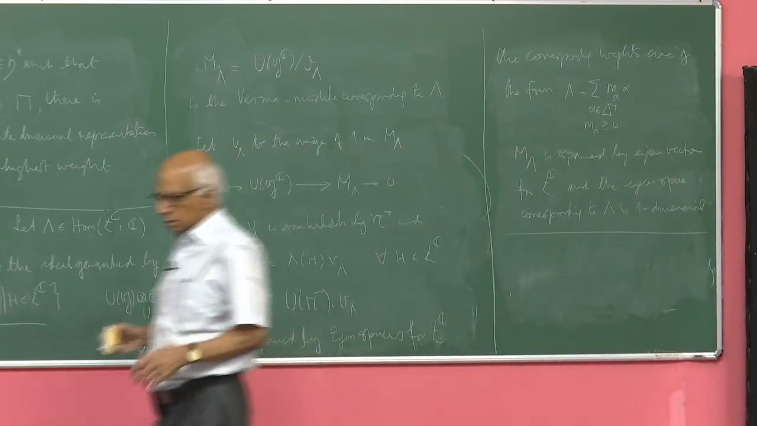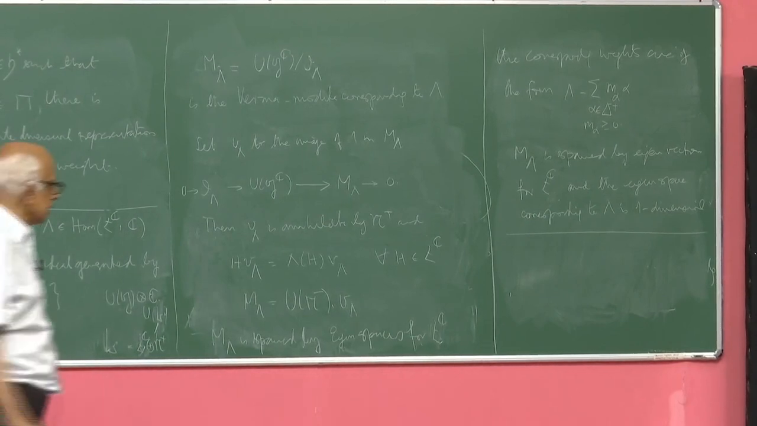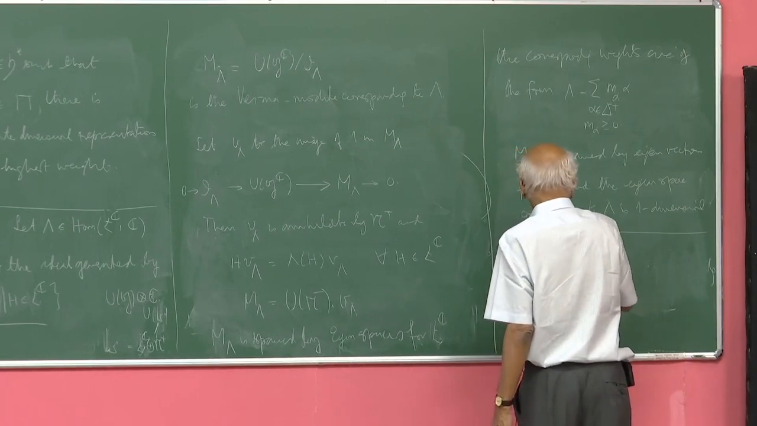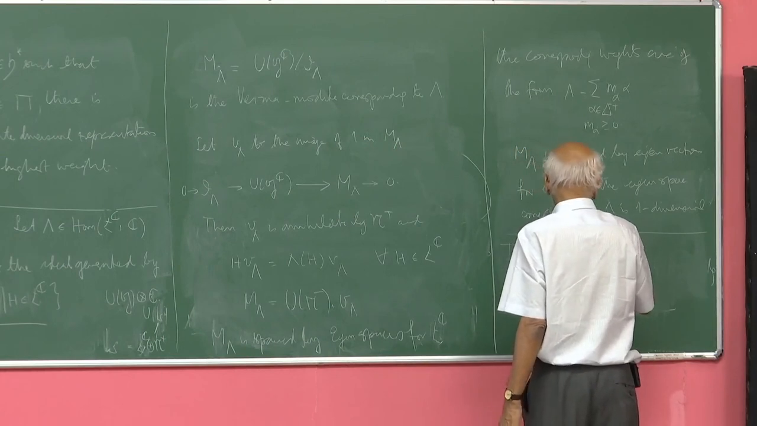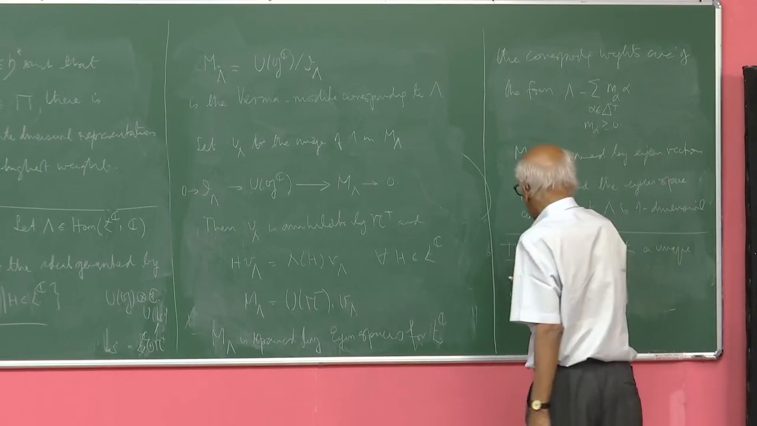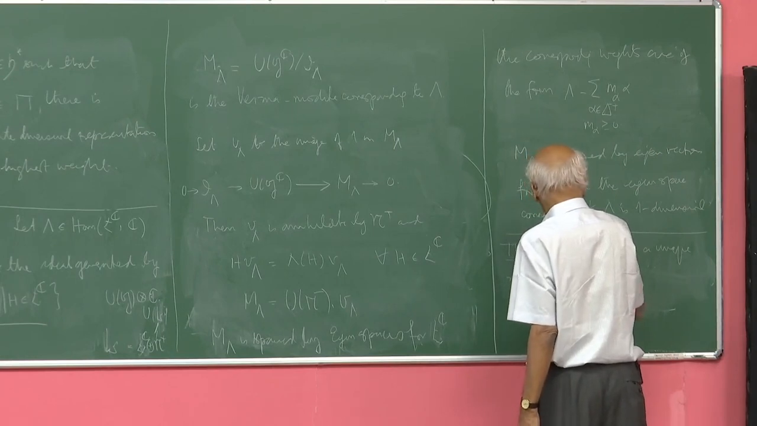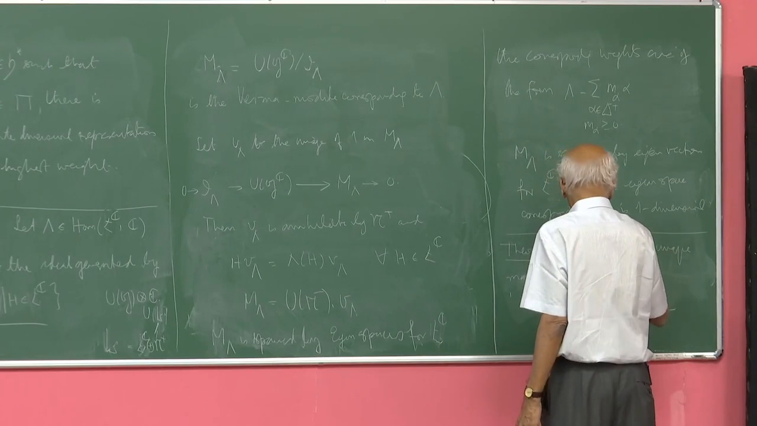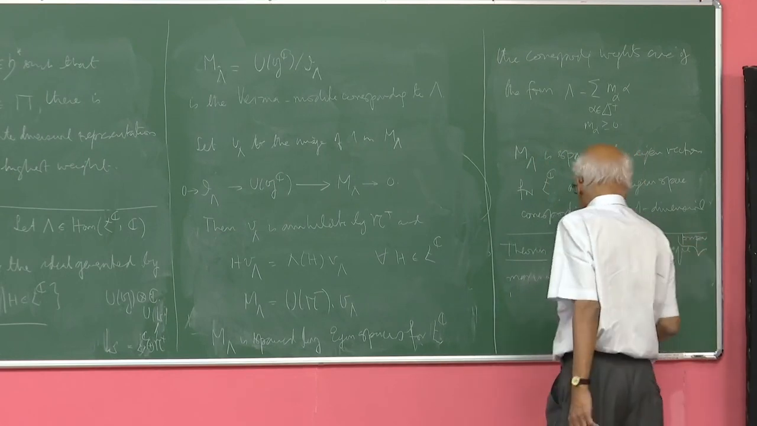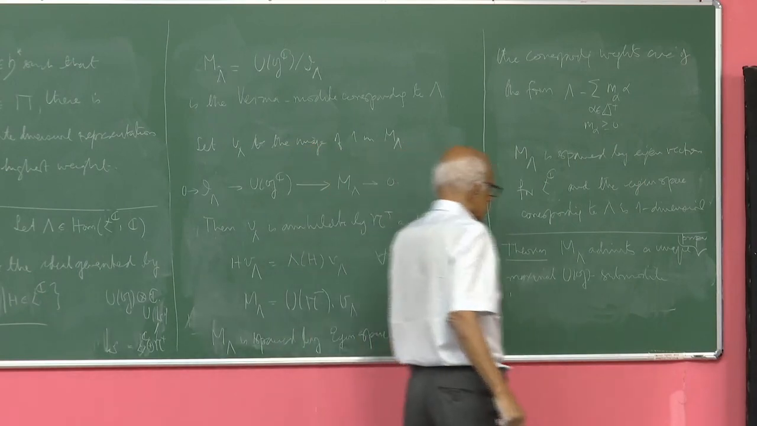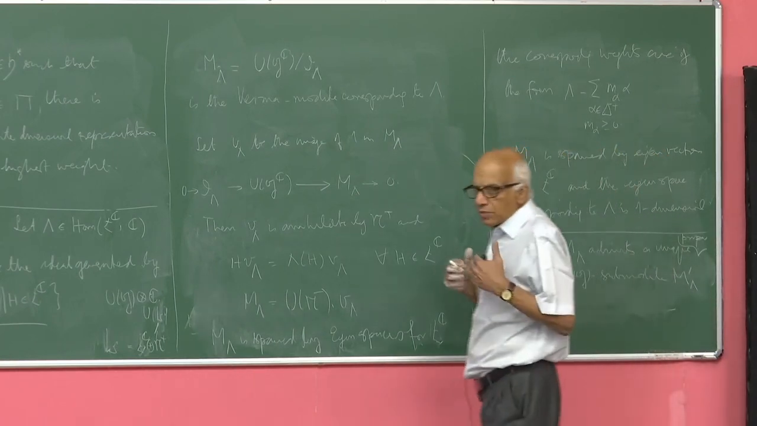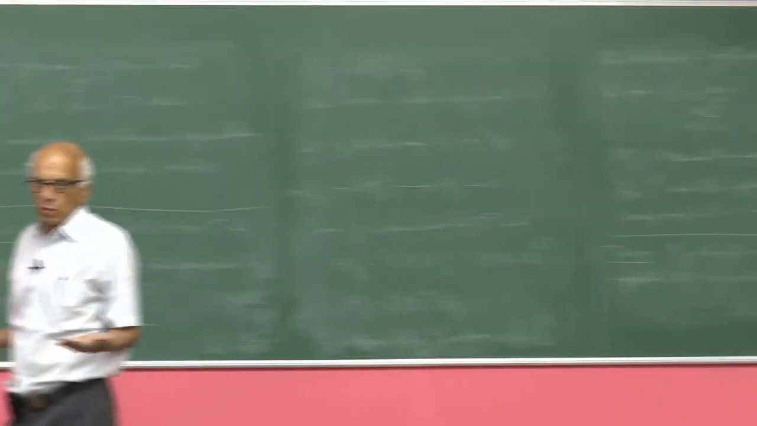Now from this, it's going to be easy to deduce the following theorem. M lambda admits a unique maximal U g submodule, a unique proper maximal U g submodule. Let's call that M prime lambda. Then M lambda by M prime lambda obviously will become an irreducible U g module.